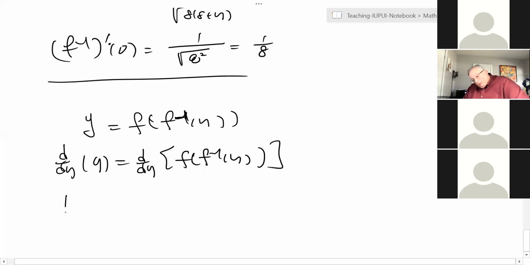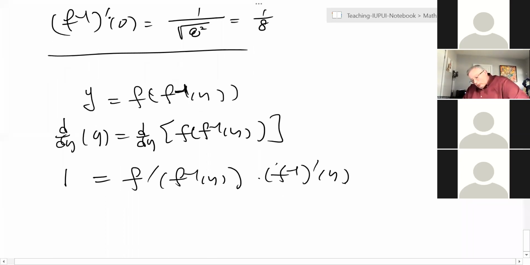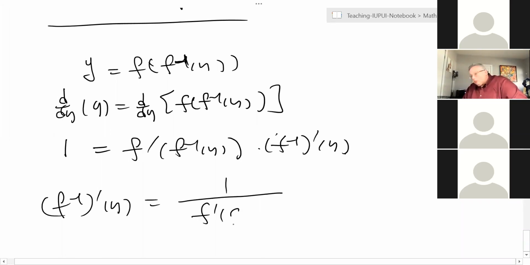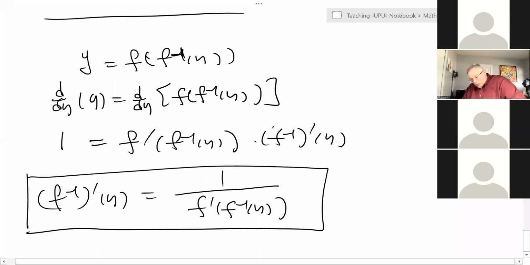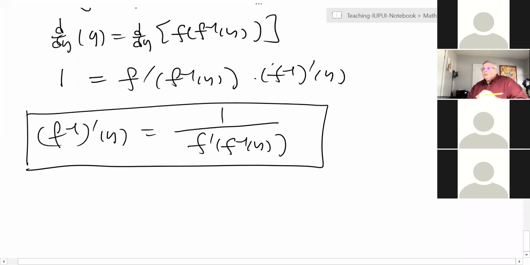Okay. The left-hand side is 1. The right-hand side is the derivative of f, then the derivative of the inside function. So that is a formula. Okay, so this will be the formula. To use this formula will be much easier to solve the problem. You don't need to express the formula for the inverse function.